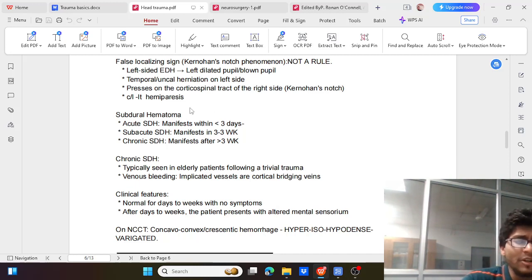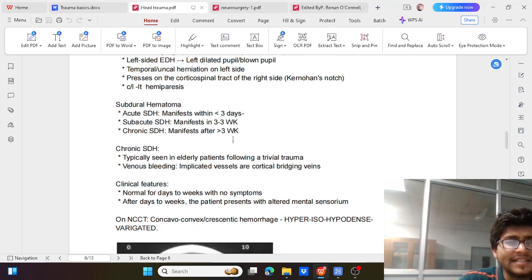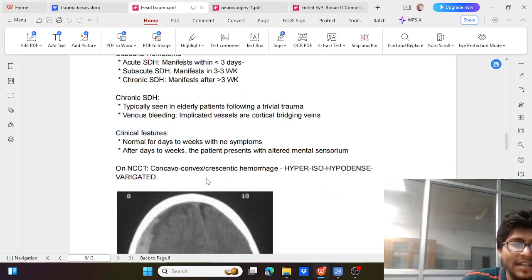Then coming to subdural hematoma. Subdural, as the name suggests, is below the dura, and it can be divided into acute, subacute and chronic depending on the time. Less than 3 days is acute, 3 days to 3 weeks is subacute, and more than 3 weeks is chronic. This is seen commonly in the chronic form, commonly in elderly patients after trivial trauma like a fall from bed. Here there is bleeding from the veins, so venous bleeding, that is the cortical bridging veins, is most commonly involved.